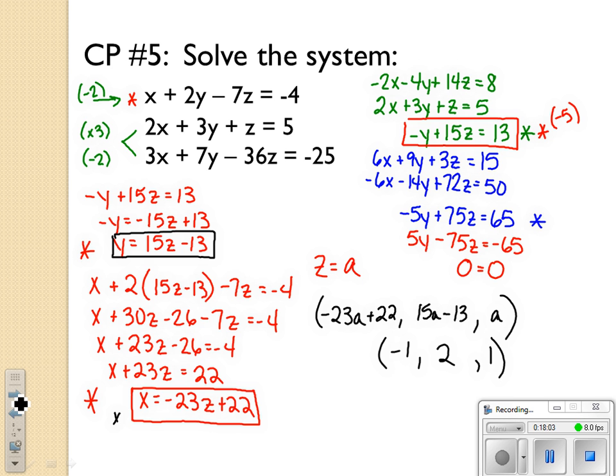I could change my z value. I could change a to a different number and run it through and come up with another triple. There's an infinite number of these triples that we could find. All right, we'll work through another one of them here in a sec.